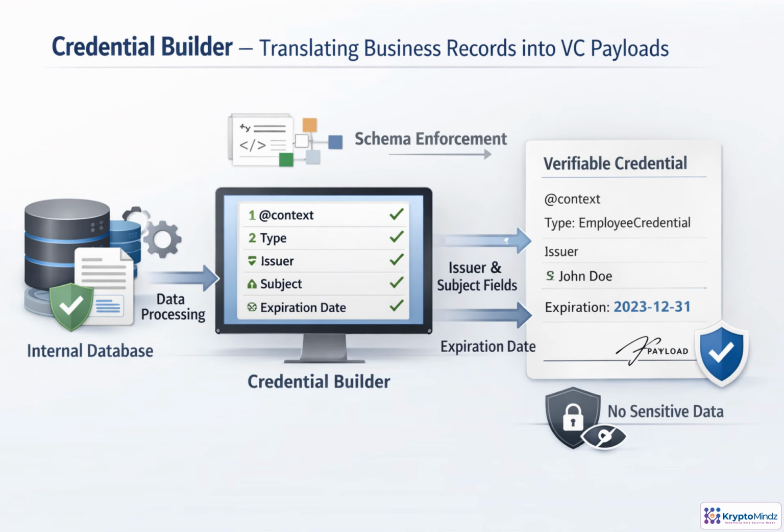The credential builder is the boundary between private business data and public claims. It does more than copy fields. It applies the VC schema, sets context, type, issuer, subject, issuance, and expiration dates, and validates the unsigned payload before signing. Just as important, it decides what not to include. Internal IDs, workflow notes, or sensitive attributes should stay out unless they are intentionally part of the credential design. Deterministic construction also makes tests and audits repeatable.